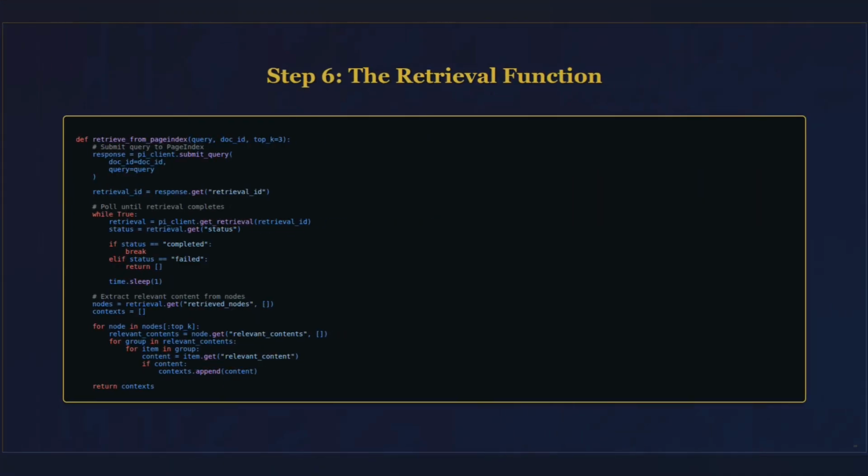Now for the core retrieval function. This is where Vectorless RAG happens. First, we submit our query to PageIndex along with the document ID. PageIndex starts its tree traversal and reasoning process. We poll the retrieval status until it completes. Once done, we extract the relevant content from the top K nodes. Notice we're not doing any embedding or similarity calculation. PageIndex handles all the reasoning internally, and we just collect the results.